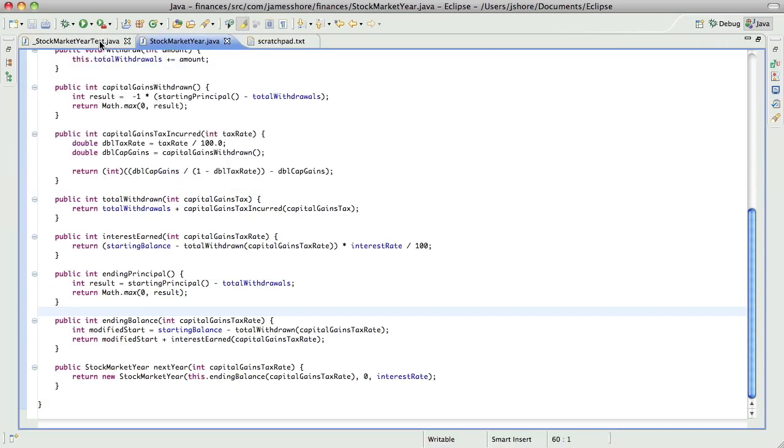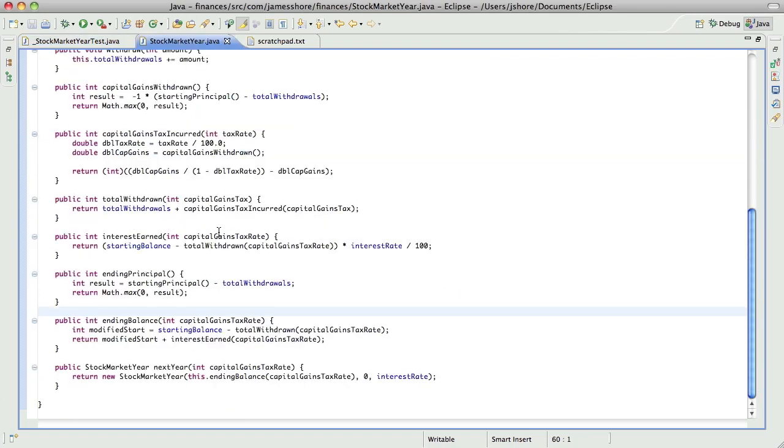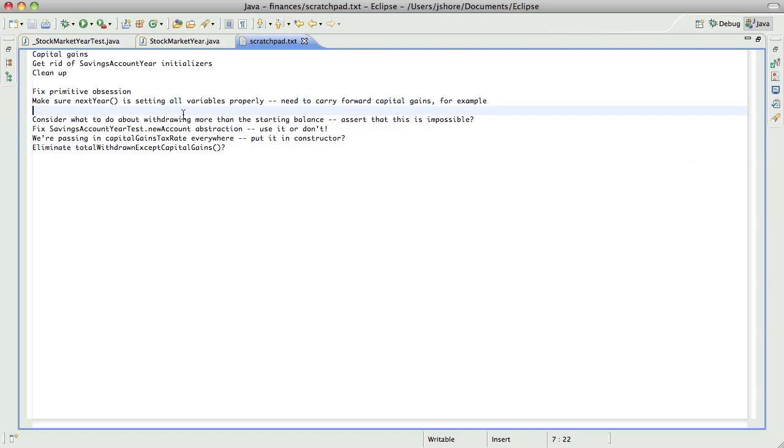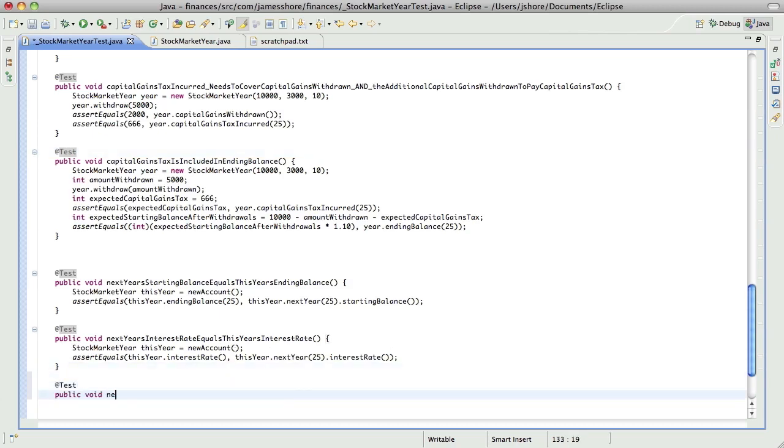So let's finish up this class. There's only one thing left to do that I know of that's actually a feature, and that is we have to make sure that next year is being done properly. So next year's starting balance equals this year's ending balance. Next year's interest rate equals this year's interest rate. And then, of course, next year's starting principal equals this year's ending principal. If we do that, I think we've done everything we need to do.